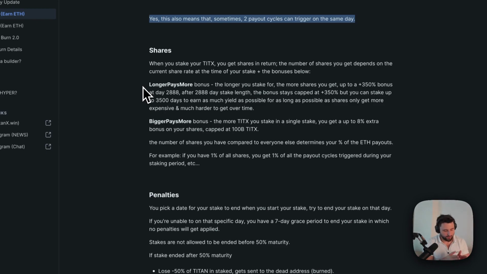So if you stake for 28 days, which is the minimum, you get a very small longer pays more bonus, but it's not insignificant. If you go out to 2,888 days, now you get 350% more shares with the exact same TitanX. So for example, on day 1, it's 800 TitanX per 1 share that you create, and you get paid out based on your percentage of shares versus everybody's shares in the system, right? So if it's 800 on day 1, if you just do the minimum stake, which is 28 days, if you go out all to the max, which is 3,500 days, and all the bonuses cap out at day 2,888.